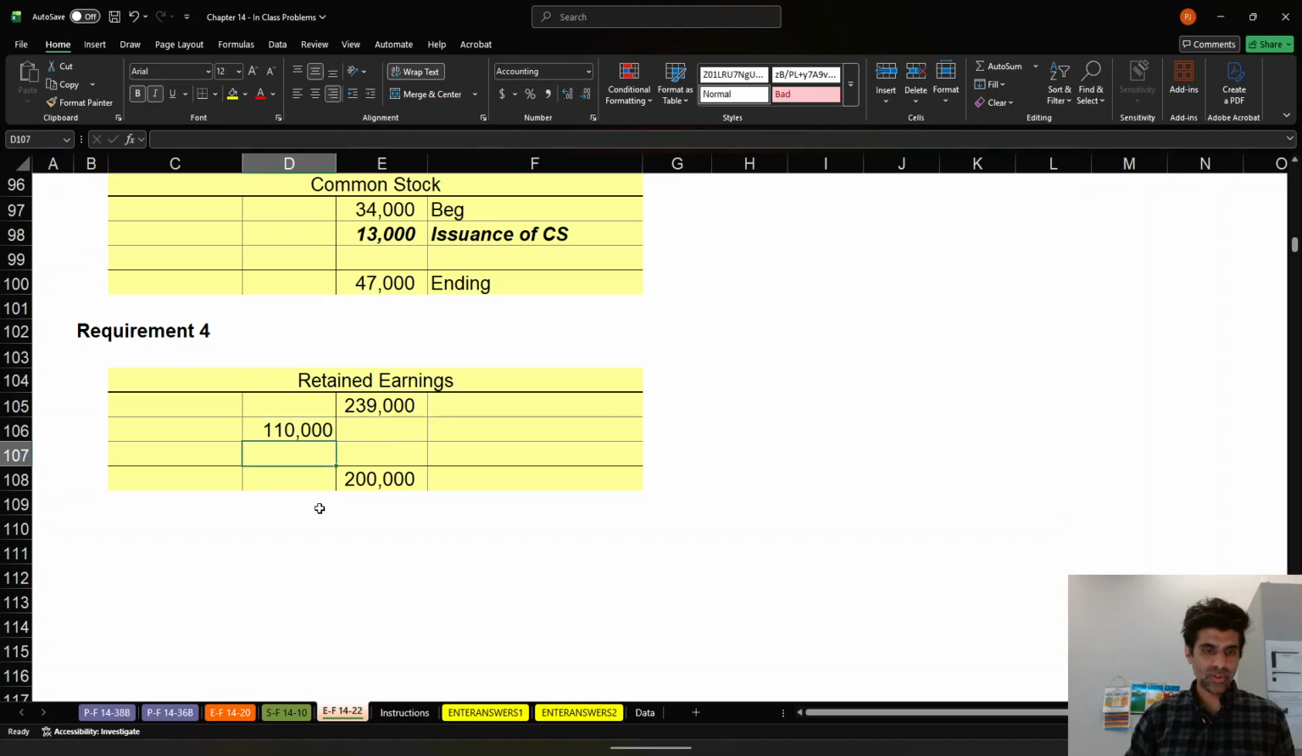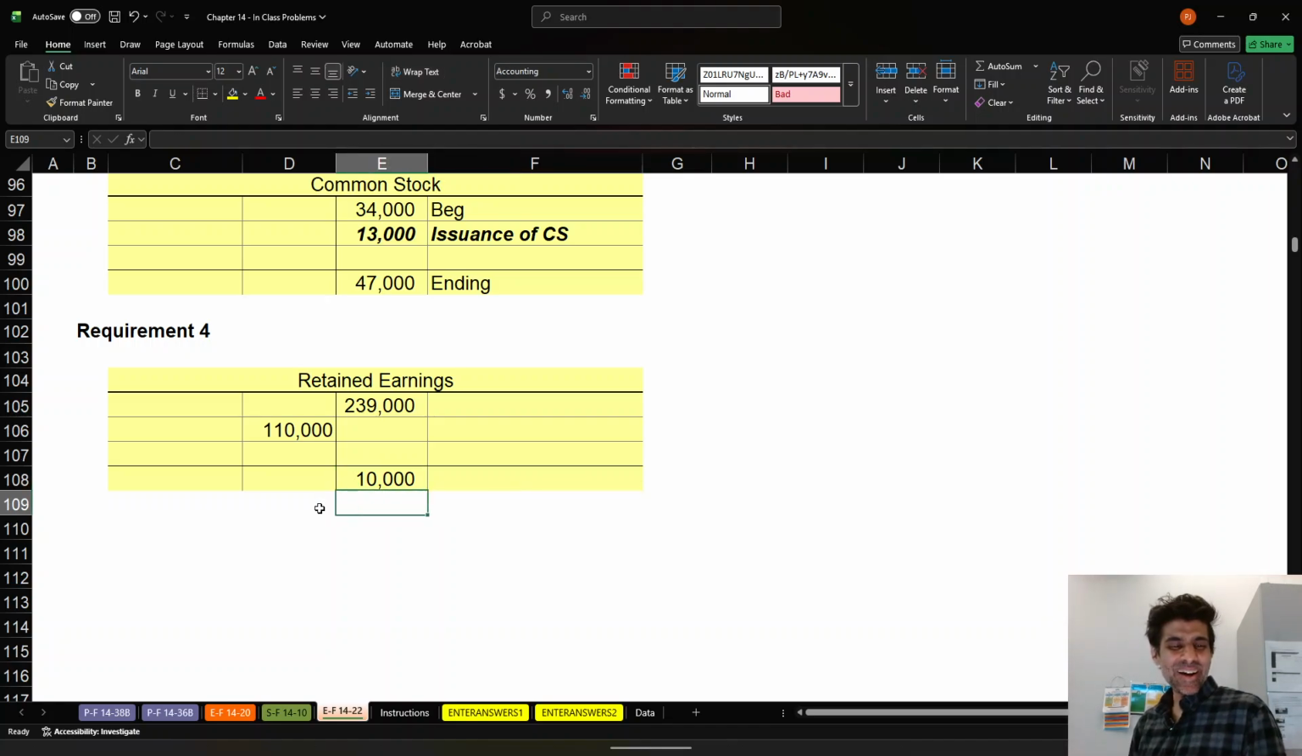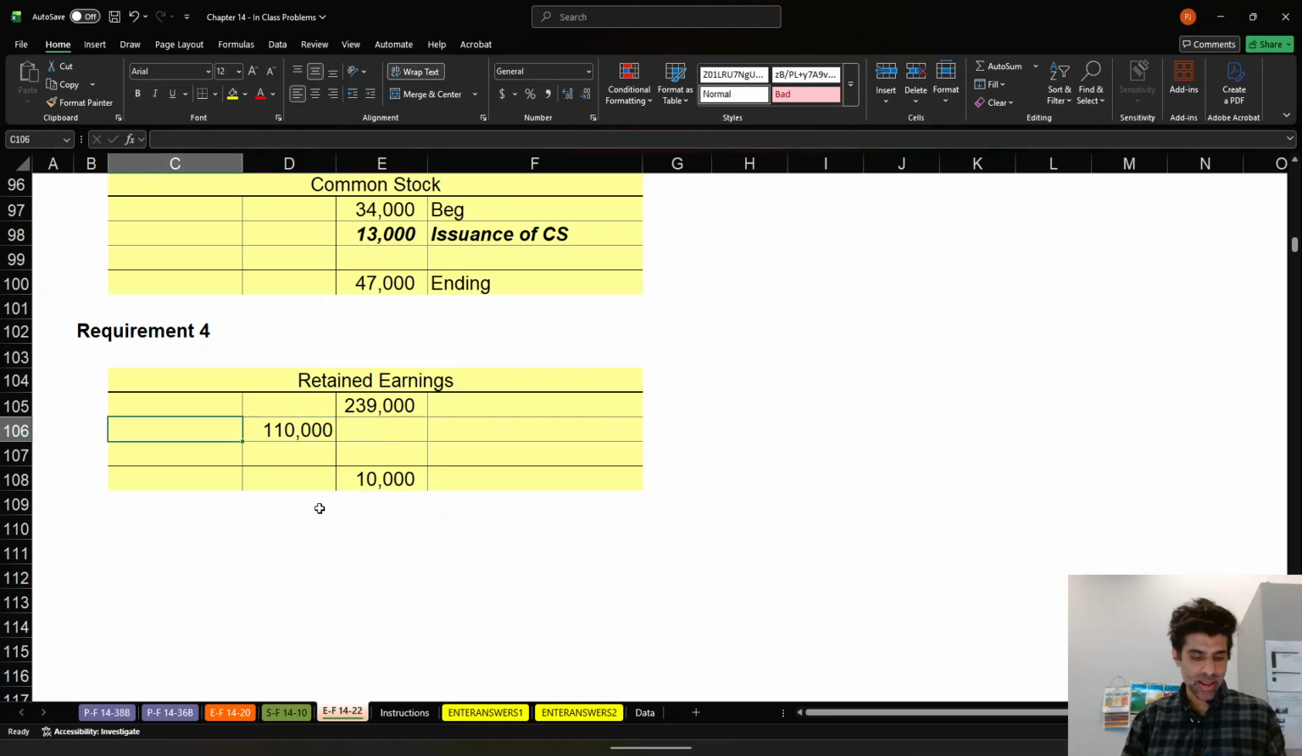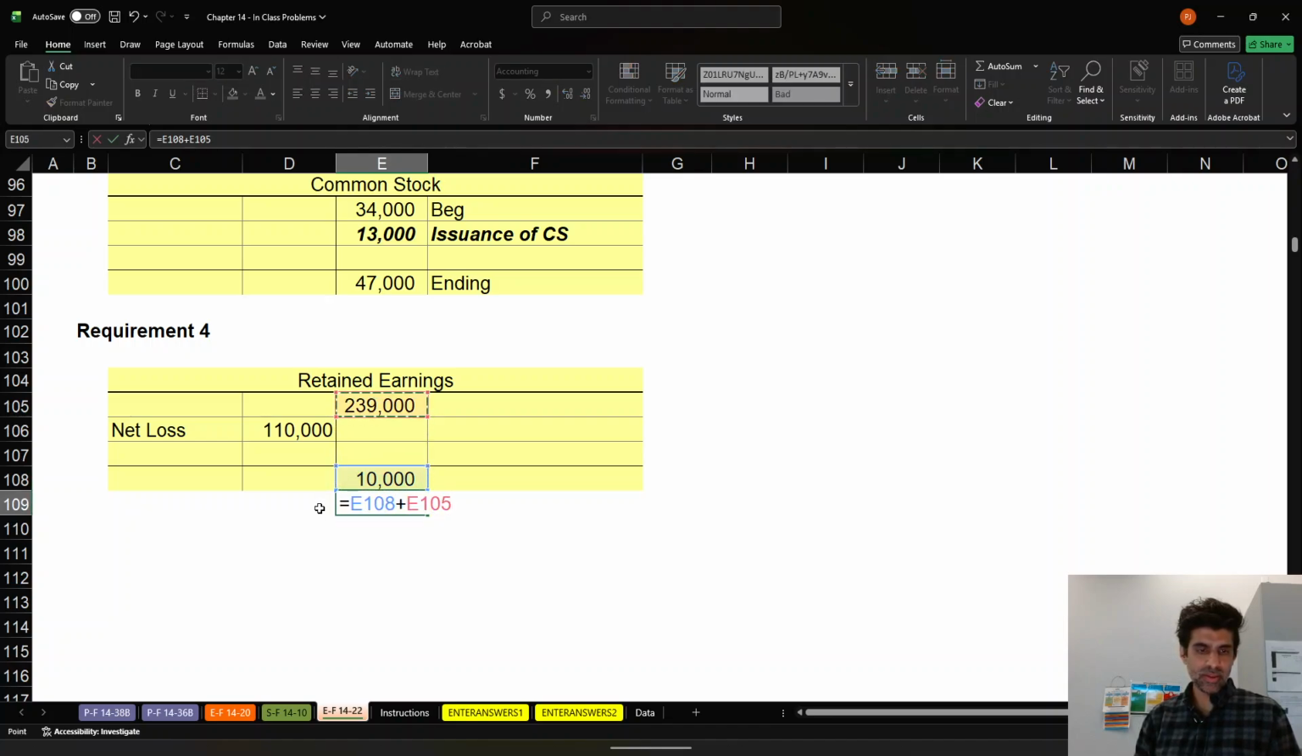Is that gonna work? No, 100,000. 10,000. Let's just say that. Okay, then you would have this debit. This is from a net loss, and then to figure out what the dividend was, you basically have this plus this minus this, 139,000. And then just to verify, this minus this minus this.